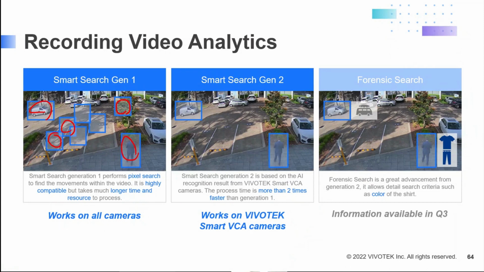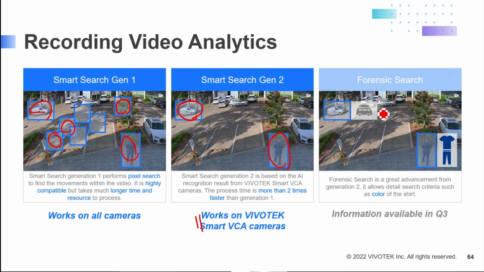In Smart Search Generation 2, the cameras are now smarter, so you can focus on searching for just the people or just the vehicle. So things like the tree swings, the shadow movement, or turning on and turning off the light, those will not become a search result. So you get a more accurate search. These features work on Vivotech Smart VCA cameras. So you can get that by default on S series, or you can get that on V series with a Smart VCA license.